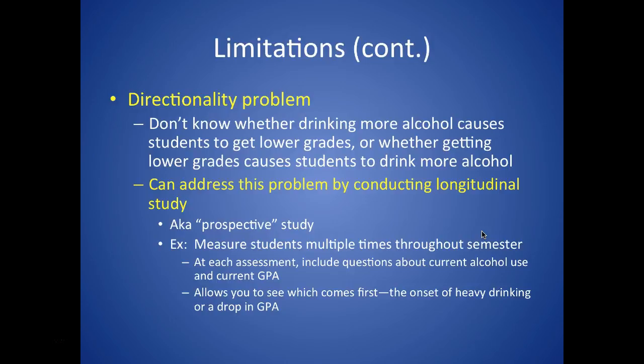Now, sometimes you can untangle this by doing longitudinal research. If you study the sequence of the way these things are happening, you might find out that your heavy drinking follows your lower GPA, or your poor student performance. So that would give you a clue that the poor student performance is actually maybe contributing to the drinking.